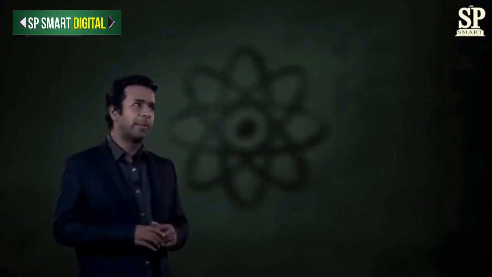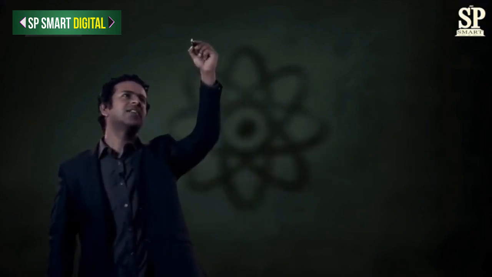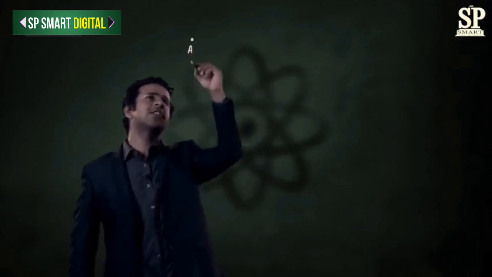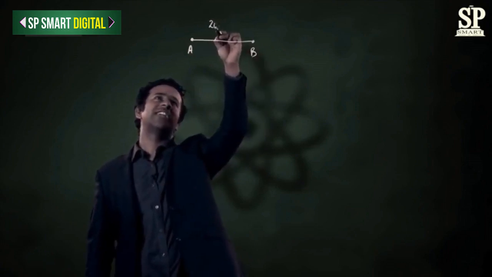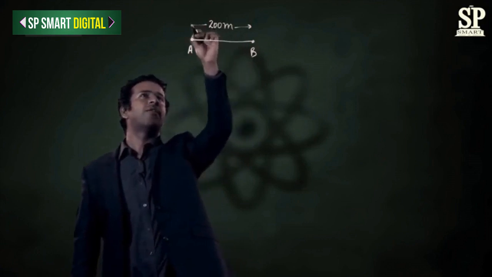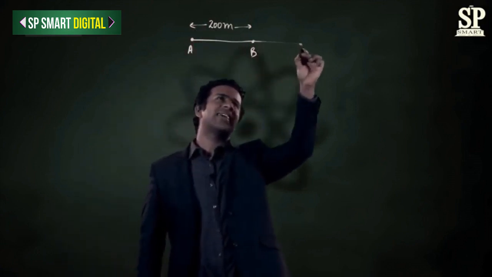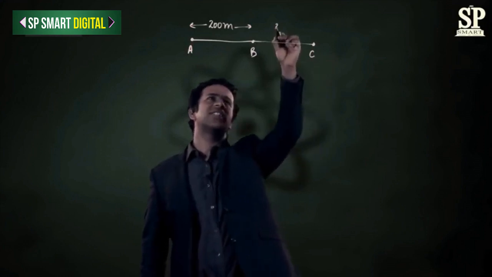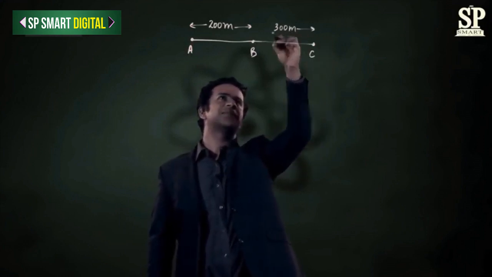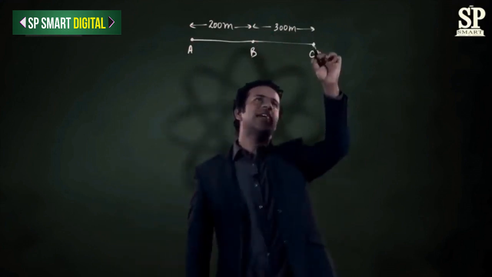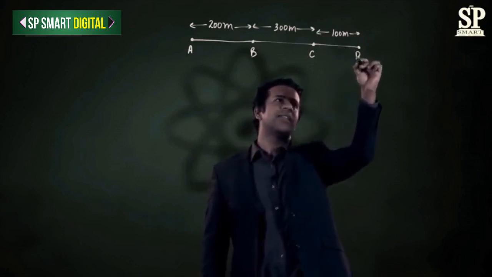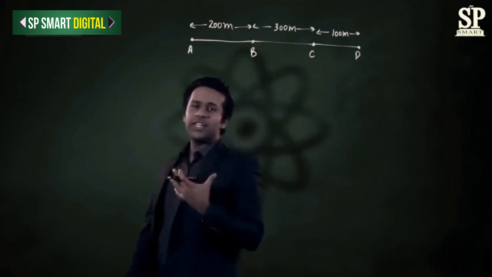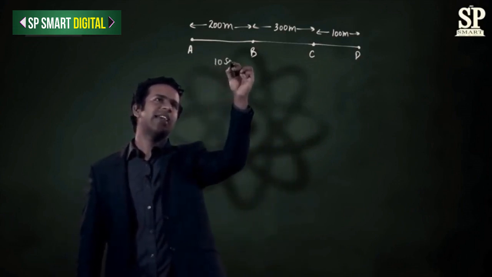Now let's look at an example to understand the idea of speed even better. Let's say that a particle starts from point A. In the first 10 seconds, it goes up to a point B, which is at a distance of, let's say, 200 meters. Then from point B, in the next 10 seconds, it manages to reach a point C, which is at a distance of 300 meters. And then from C, it moves another 100 meters to reach a point D in the next 10 seconds. So in each of these intervals, the time taken is 10 seconds.